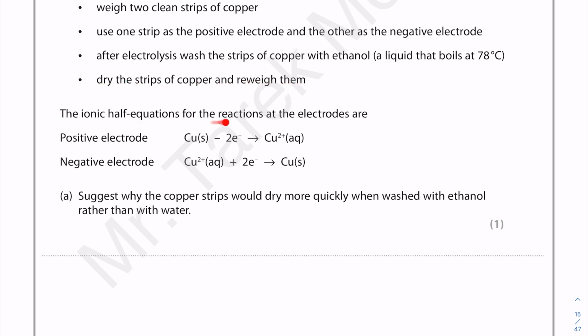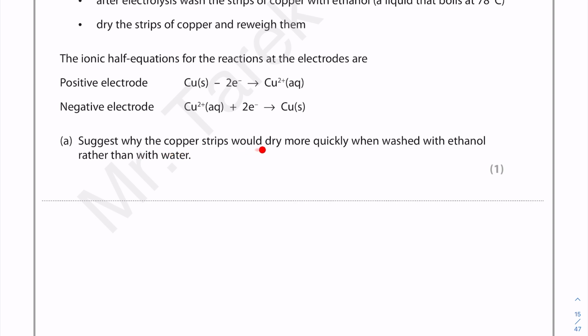Ionic half equations for the reaction at the electrodes are: عند the positive electrode, copper atoms lose 2 electrons تحول copper ions ينزلوا في السوليوشن، والعكس عند النيجاتيف الكترود الكاثود الكوبر اينز اللي في السوليوشن يعملوا gaining ل 2 mole of electrons ويعملوا depositing على الكاثود as 1 mole of copper.